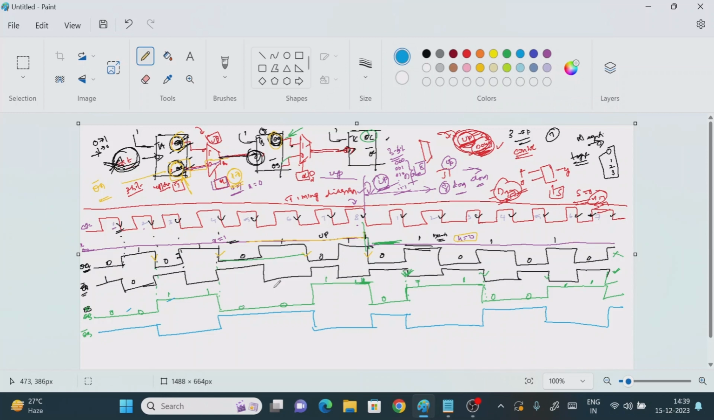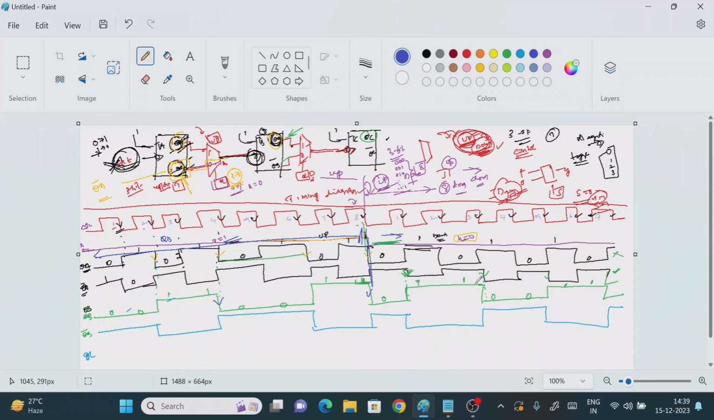Now see what is happening here. We need to find the QC bar, right? So let me take some other color. Where we have the up count value, from here to here, we need to consider the QB. So the negative edge, then the next negative edge is here. Now from here to here, the x equal to 1 operation is completed. Now which one is starting?